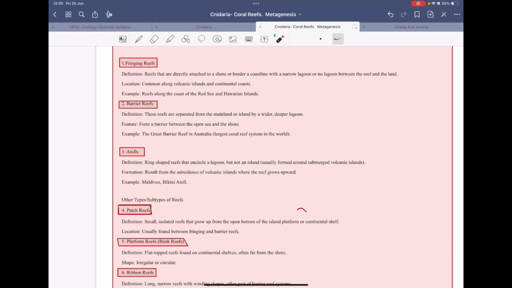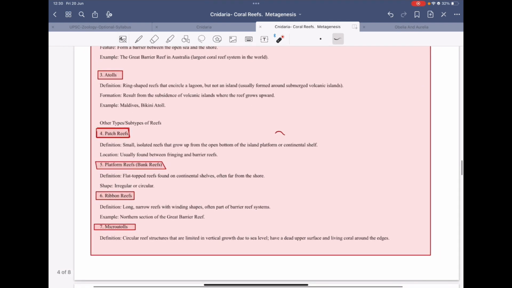Then we have patch reefs. Okay, there are certain other types of reefs which are not much discussed. These patch reefs are small and isolated reefs, and they grow from the bottom of the island platform or the continental shelf. So it will be something like this.